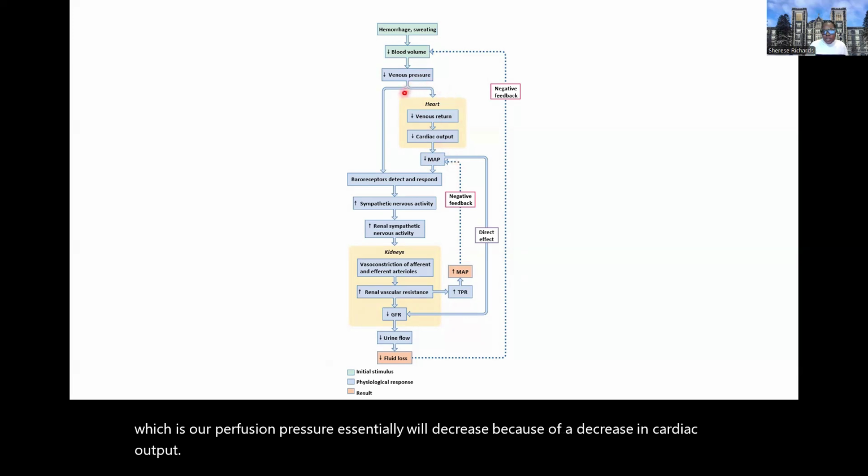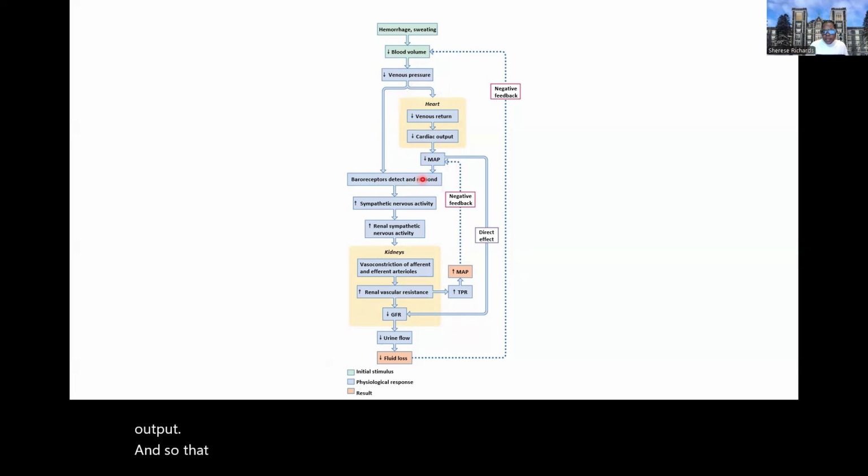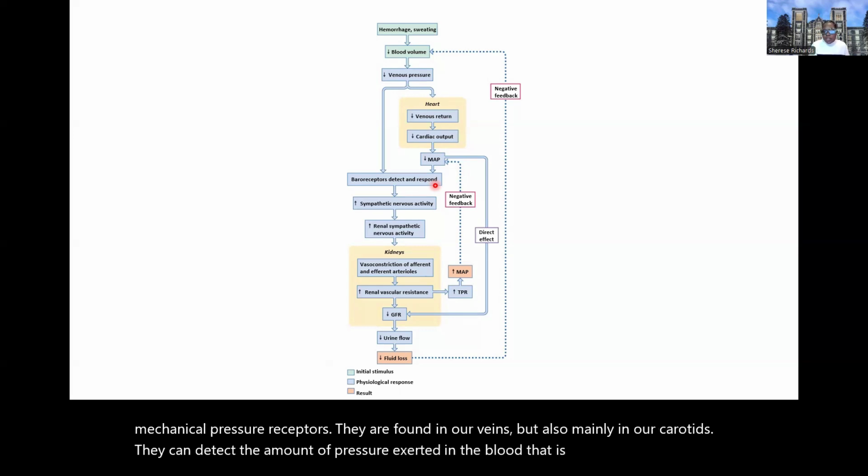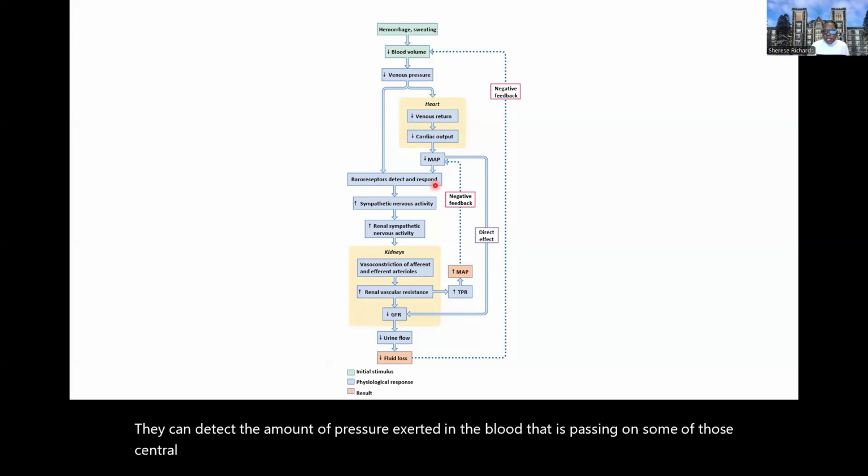And so that triggers directly the baroreceptor response. Remember, baroreceptors are our mechanical pressure receptors. They are found in our veins, but also mainly in our carotids. They can detect the amount of pressure exerted in the blood that is passing in some of those central arteries like the carotids. And so they detect that drop, which triggers automatically the sympathetic nervous system response.